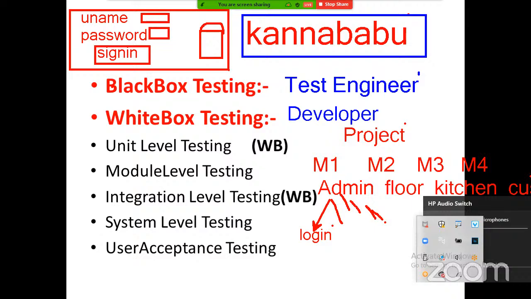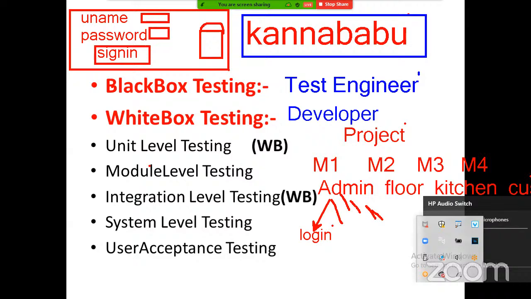Once the development of this module is completed, it is given to the test engineer. Now the test engineer will do testing again. That is module level testing. Module level testing means checking the input and checking the output. That's it. Is it clear? For a test case, if the expected value is equal to the actual value, then the test case is pass. Otherwise, the test case is fail.